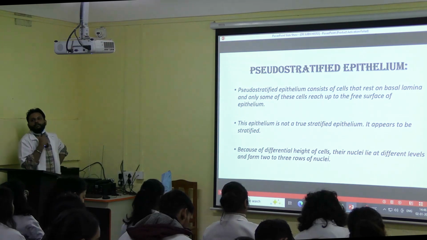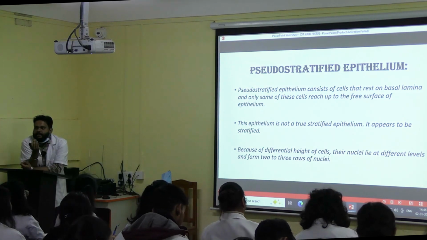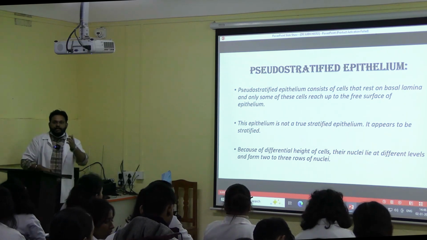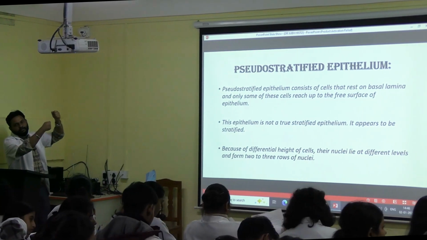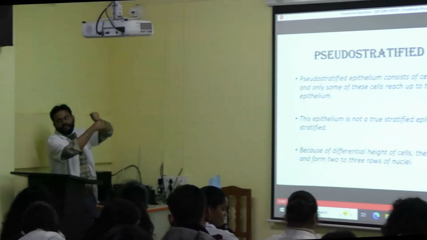Now the second topic, pseudostratified epithelium. What is stratification? What is stratified? Layered, multi-layered, like एक के ऊपर दूसरा वाला. Like if this one is one cell, उसके ऊपर दूसरा वाला है. That is a stack formation, stratification.